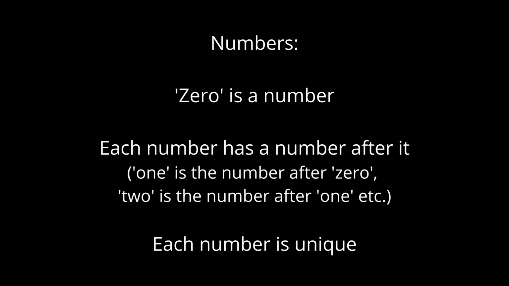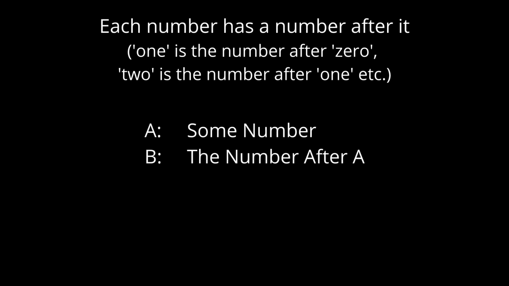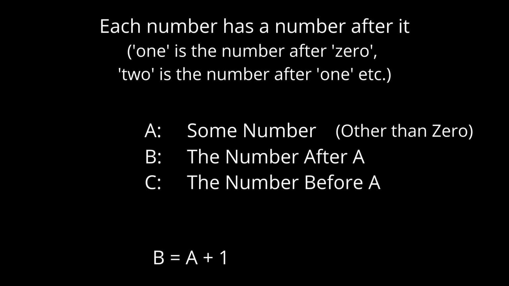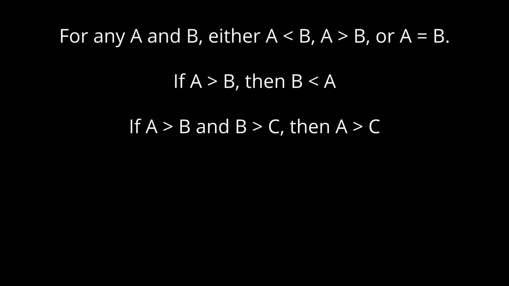Numbers being before and after other numbers is something I can understand using the definition of numbers that I'm using. Every number has a number that comes after it, which is equal to that number plus 1, and every number except for 0 has a number before it, which is equal to that number minus 1. To start with, I want to prove these three statements about comparing numbers.